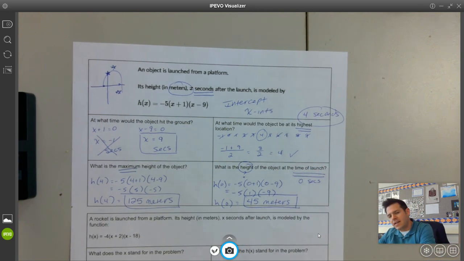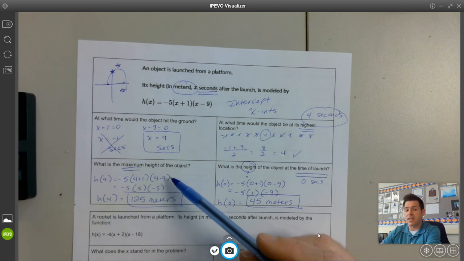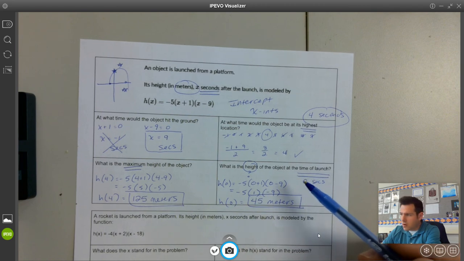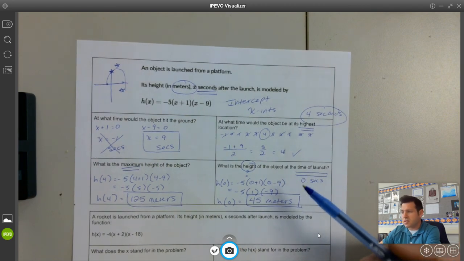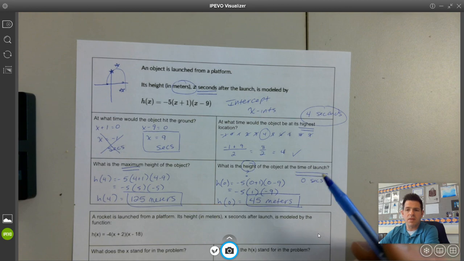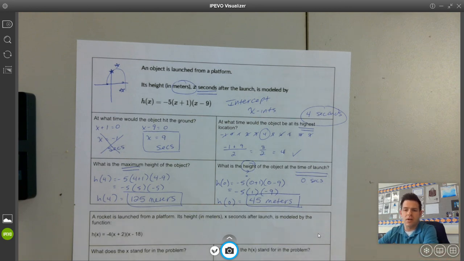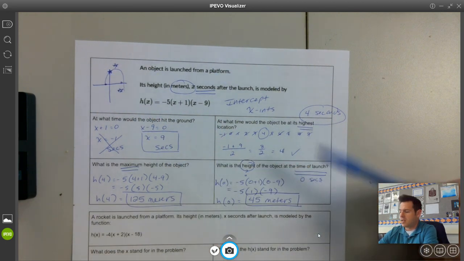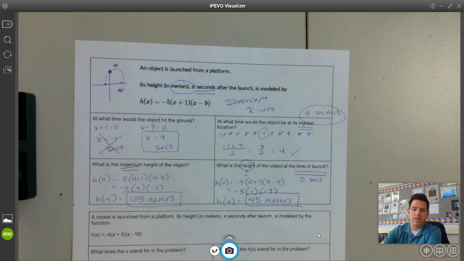Once I find that axis of symmetry, that would be my x value for the, in this case, maximum. I can take that number and plug it in to find the maximum height of the object. And then if we're talking about the time of launch or the starting point or when the business is opened or whatever the case may be, the starting location for us is that y-intercept. Our x value is 0 at that spot, and I can take 0 and plug it back in as well.